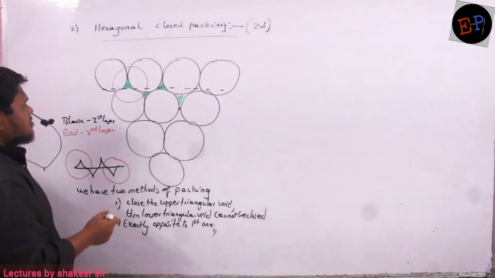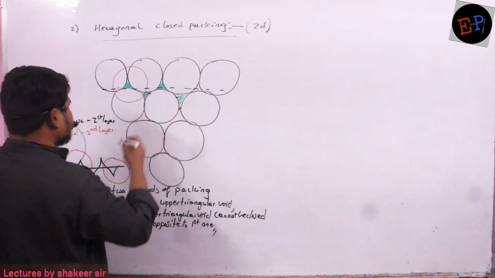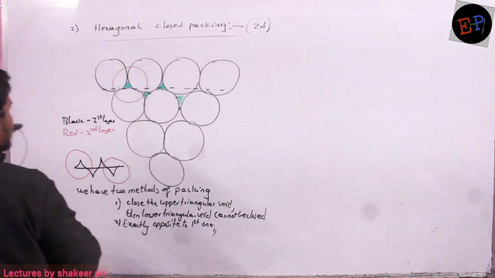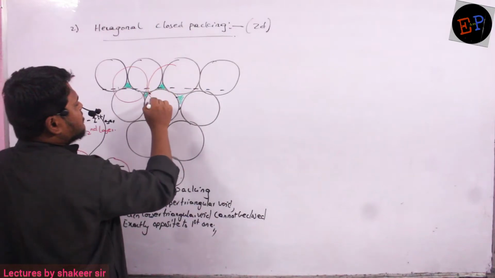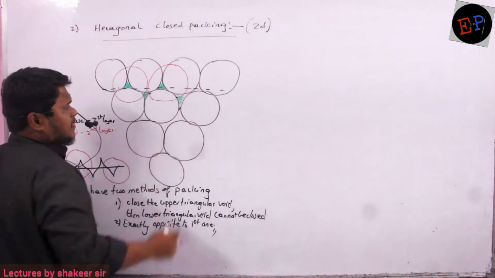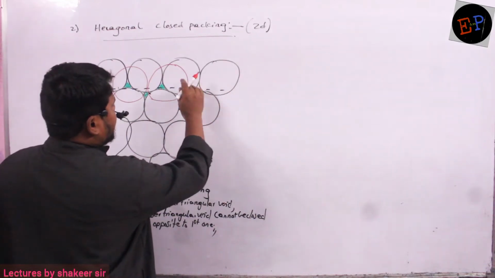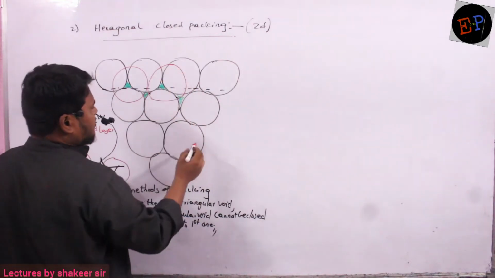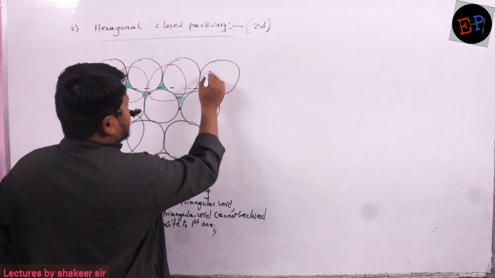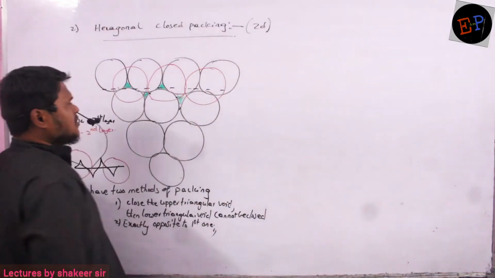Now see. Similarly, I will close this second one also. How can I close? Let us see. So this one I can close like this. Are you able to understand? And the next, this void, how can I close? Let us see. And the next upper triangular void, I can close like this. Are you able to understand?